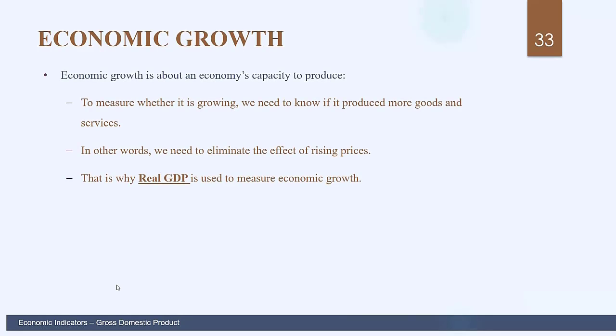Economic growth is about an economy's ability or capacity to produce. To measure whether it's growing, we need to know if more is produced year over year. Are more goods and services produced this year than last year? We have already talked about how nominal GDP would not be a good measure, and we use real GDP to measure economic growth. We use real GDP because we get rid of the effect of prices, as we already mentioned. There are two key measures of growth: real GDP, as we just discussed, and also real GDP per capita. Let's now talk about how to calculate each of these measures.